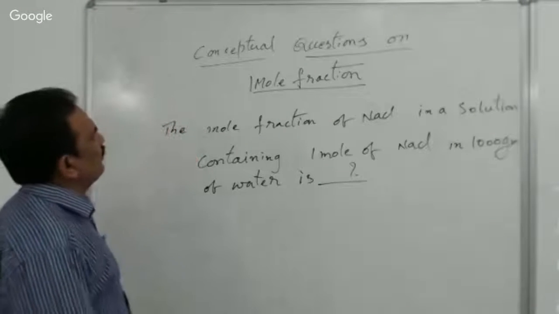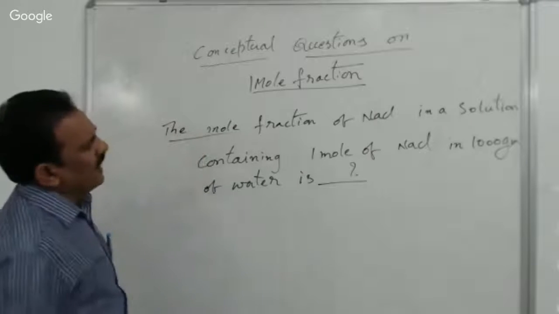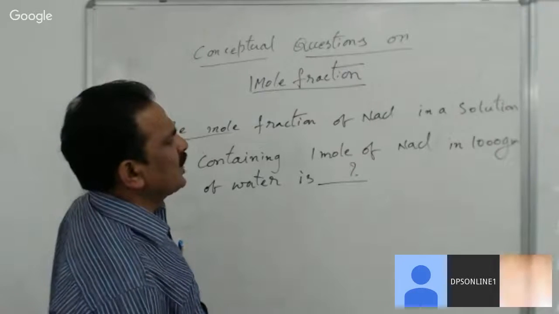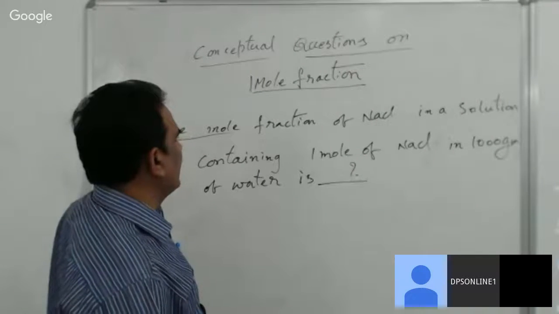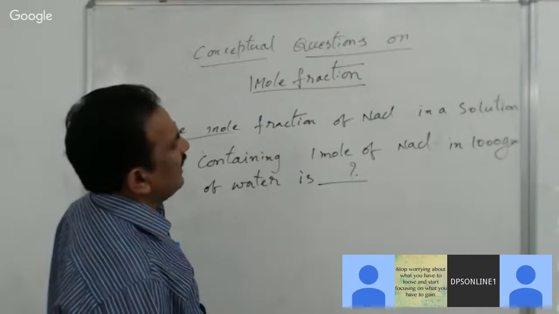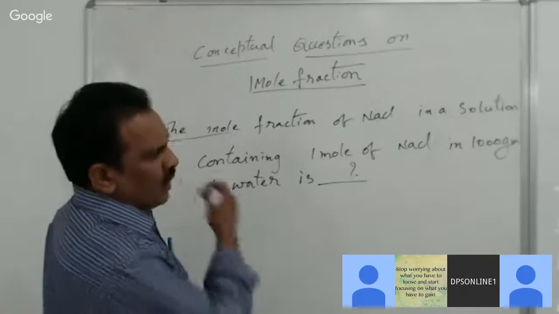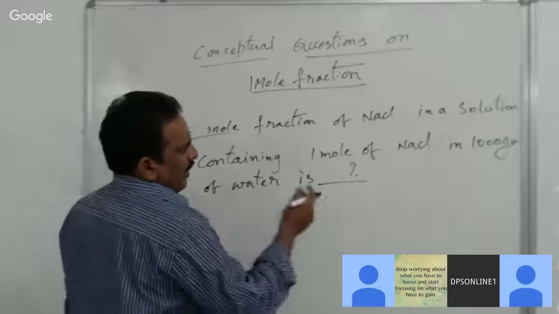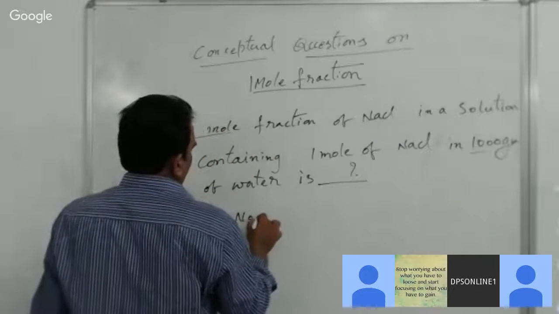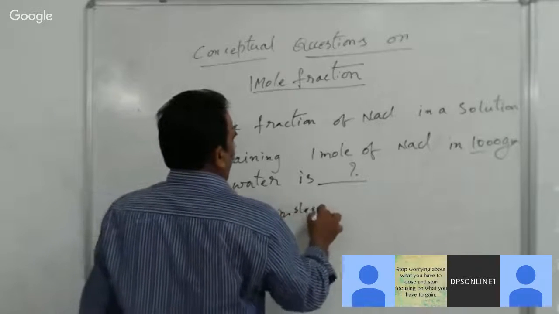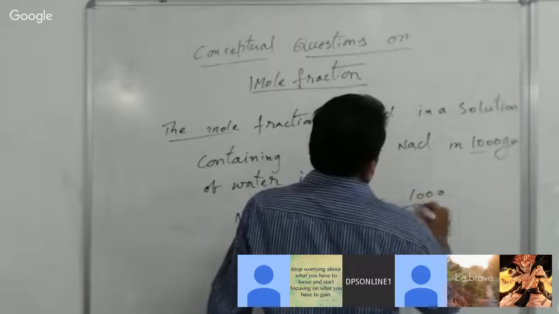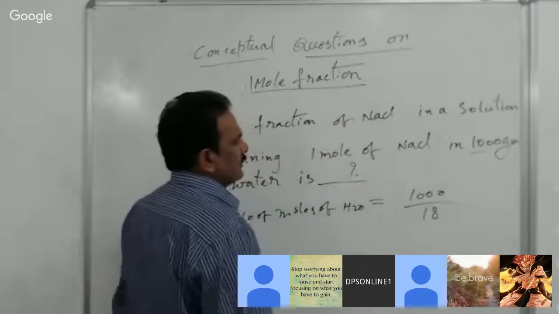Okay, look at this question. The mole fraction of NaCl in the solution containing 1 mole of NaCl in 1000 grams of water is. Here we need to identify the mole fractions of NaCl as well as water. So how can we get it? Water is already given as 1000 grams. Then the number of moles of H2O is equal to weight by molecular weight, which is 1000 by 18.